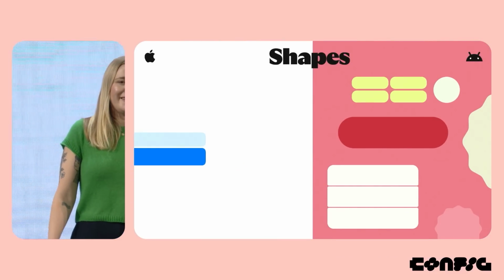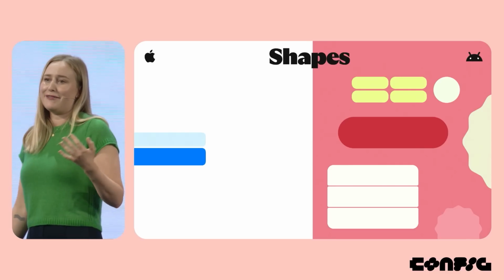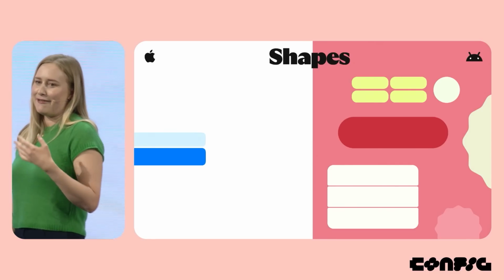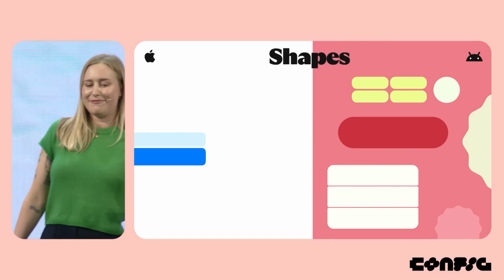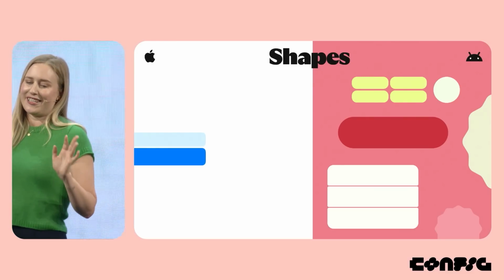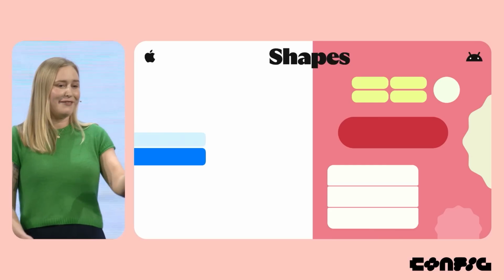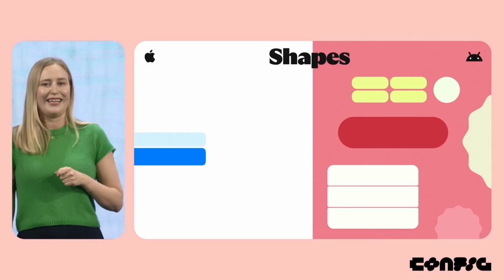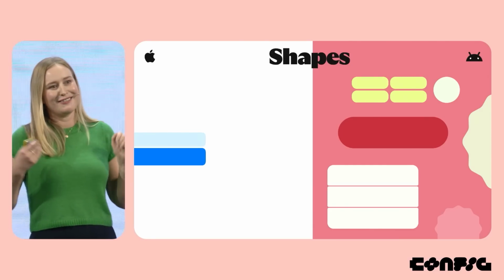And then there's the shapes. We all love a good rounded rectangle, but I find that on Android, we have a bit more freedom. Play around with fat, rounded corners, fun shapes, and even just the basic table rows can be a bit more round and fun.